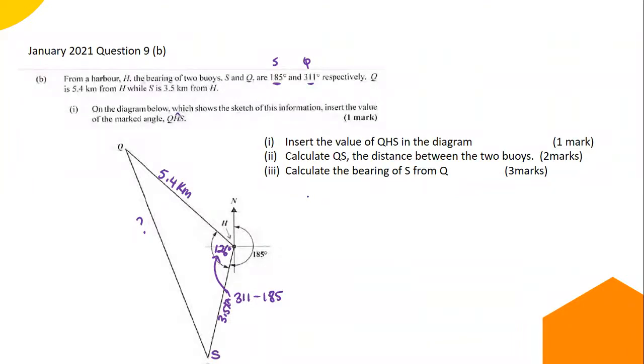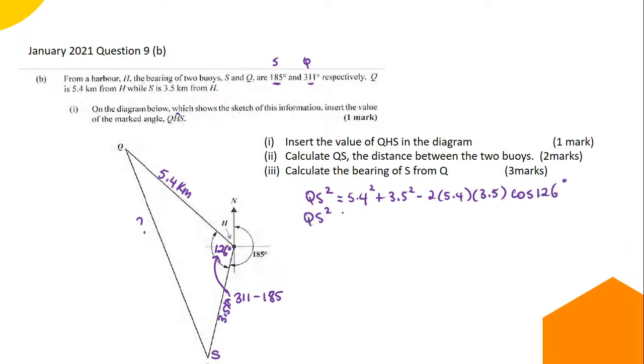So QS squared is equal to the other two sides squared. I don't know if you noticed this, but the other two sides usually join to make the angle that's opposite to the length we're going to find. So that's 5.4 squared plus 3.5 squared, and we are going to subtract 2 times 5.4 times 3.5 cosine of the angle opposite to the length, which is 126.